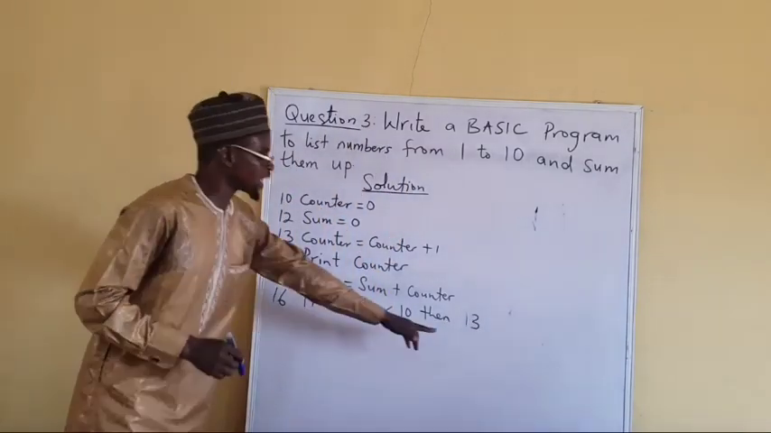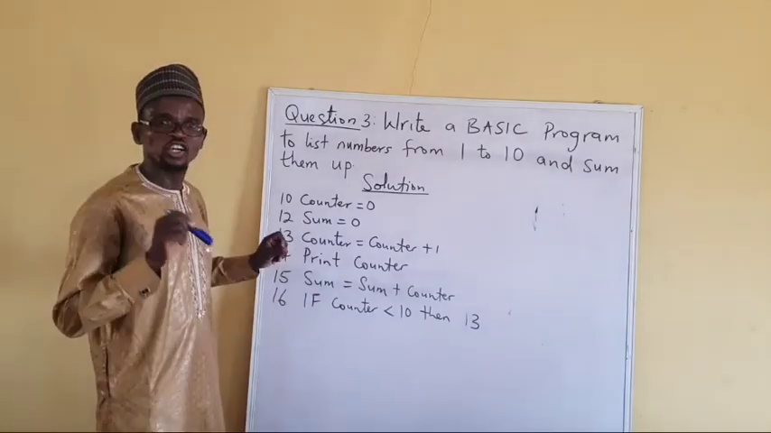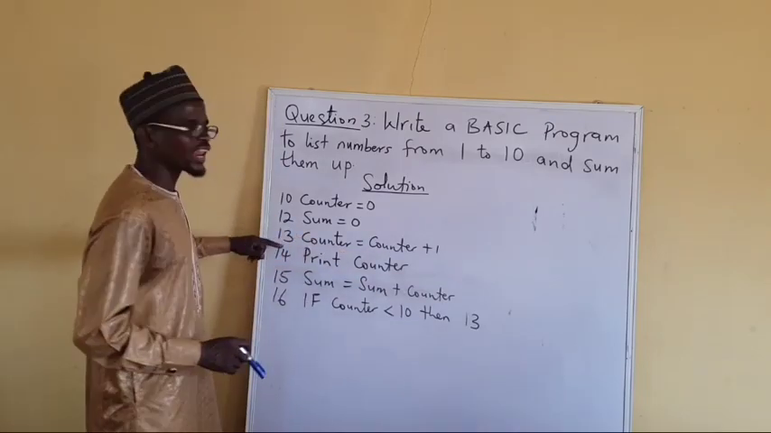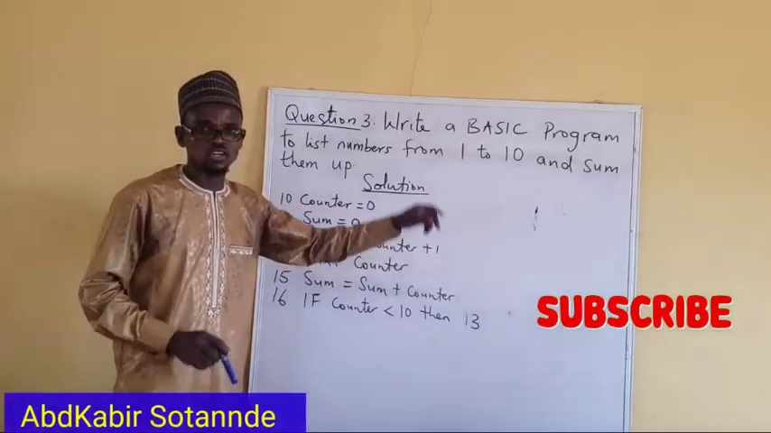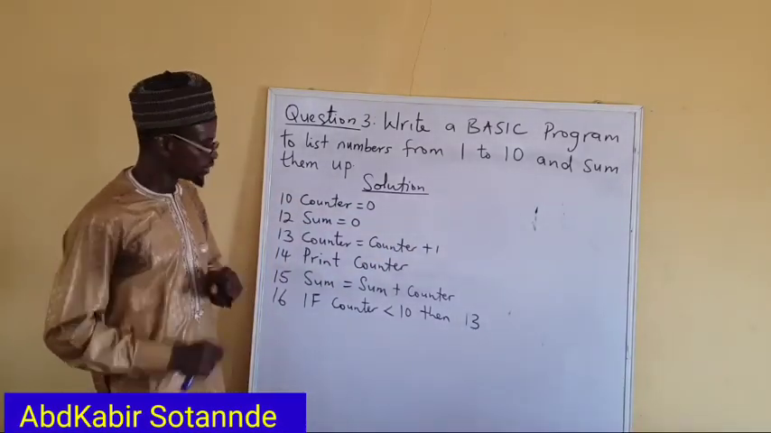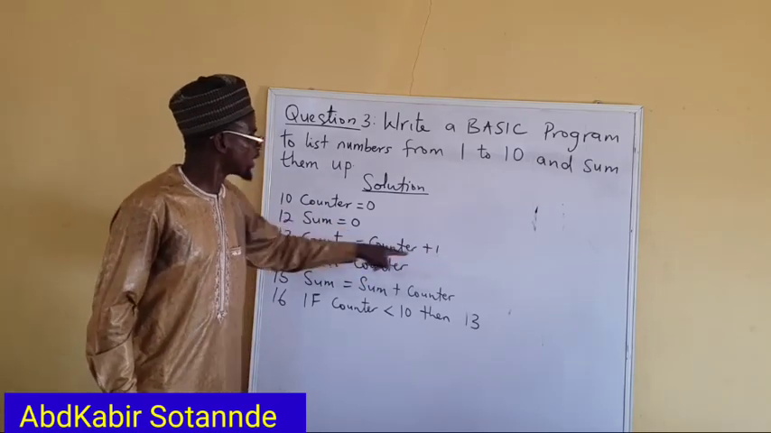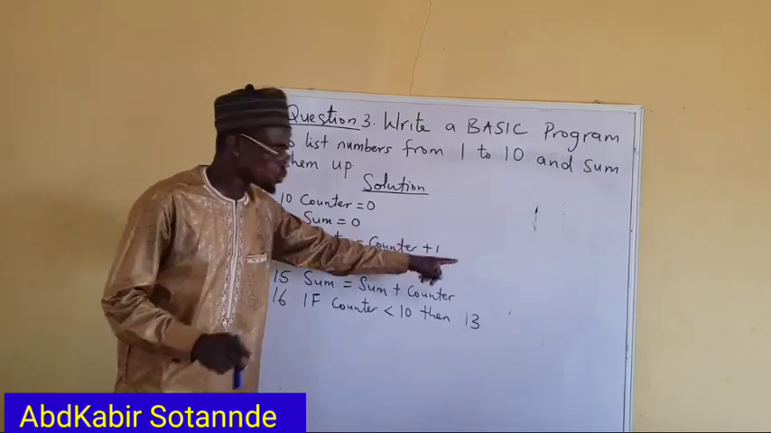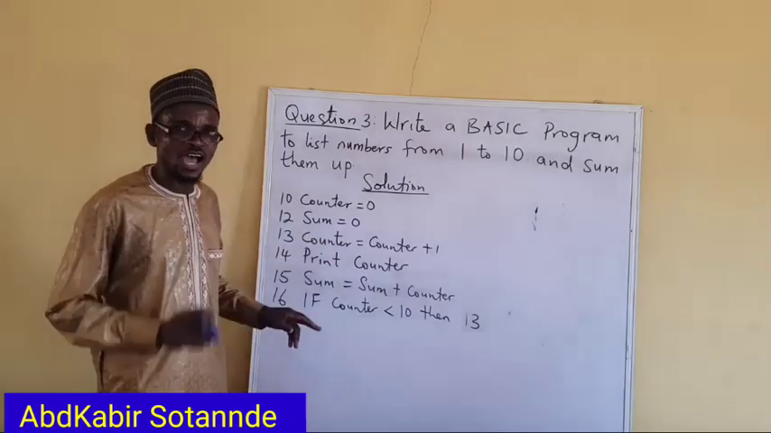The computer will see this 13 and understand that it is a statement number. On the condition that the counter is less than 10, it will return the loop to line number 13. And what we have there, counter is equal to counter plus 1. Don't forget, what's the last value of counter? 1. So it will just say counter now is equal to counter plus 1. The last value of counter is 1. 1 plus 1, 2. The next time the computer will see counter, it will refer to it as 2.